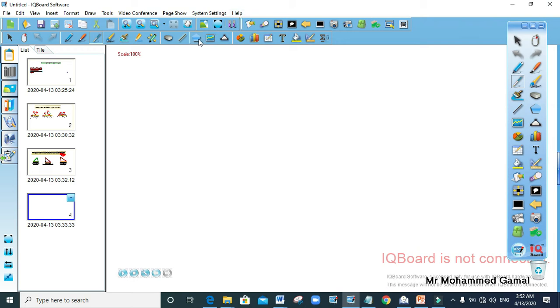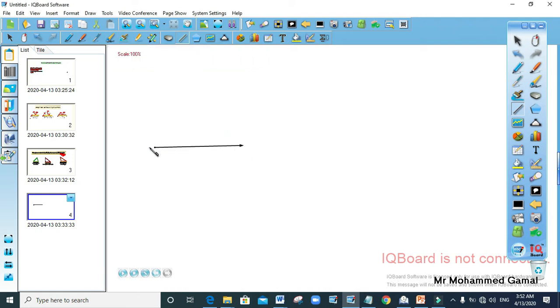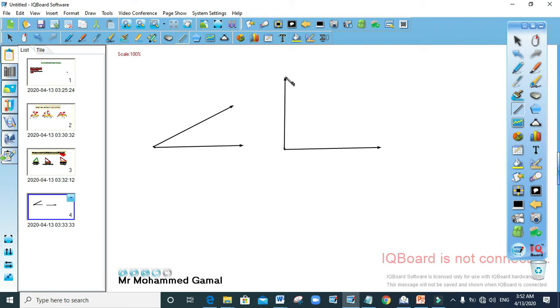If we need to draw, let's use a ray here. This is an angle, this is a ray, and another ray. This will give you a small angle. This angle is an acute angle. But if we draw a perpendicular one here, this is a right angle. It should be exactly 90 degrees.